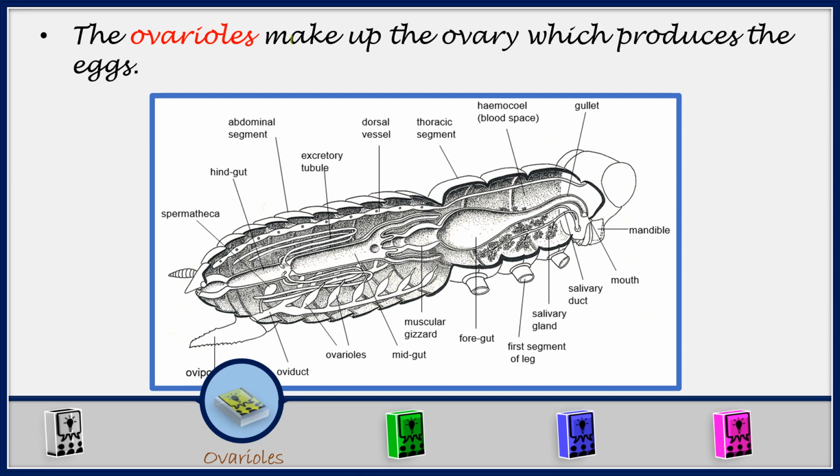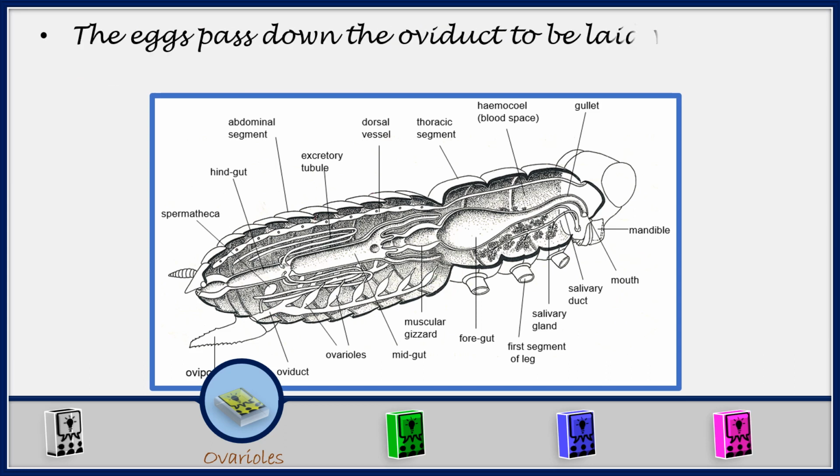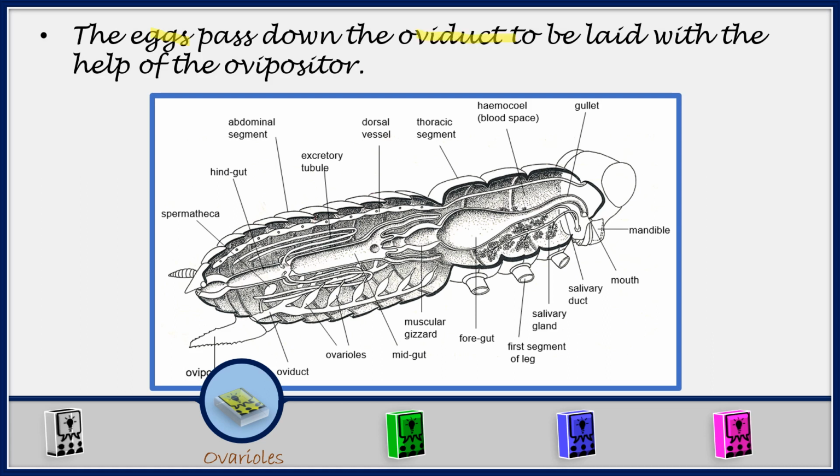The ovaries make up the ovary, which produces the eggs. So their function is to produce the eggs. Then the eggs will pass down the oviduct to be laid with the help of the ovipositor.